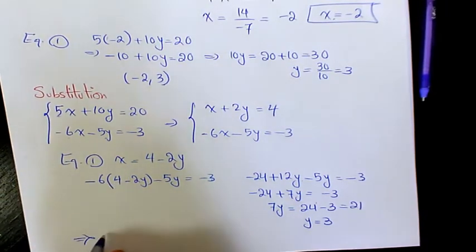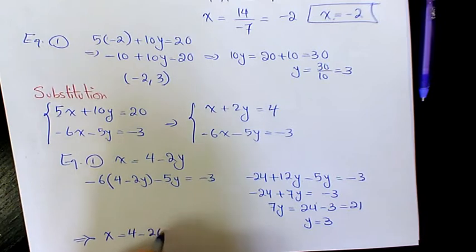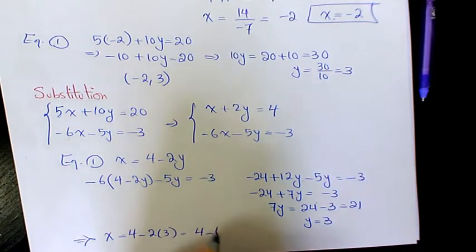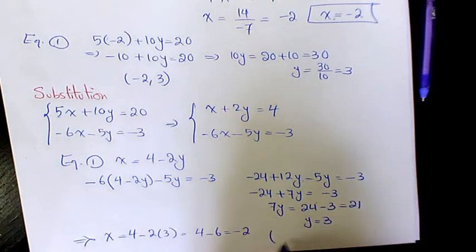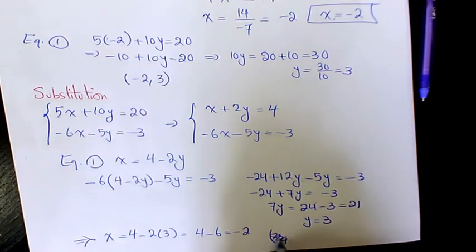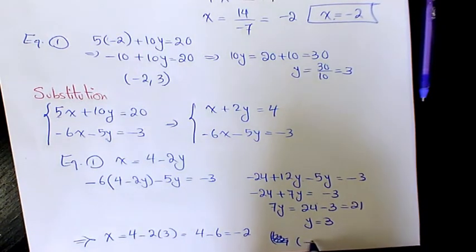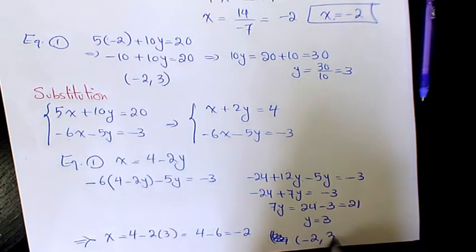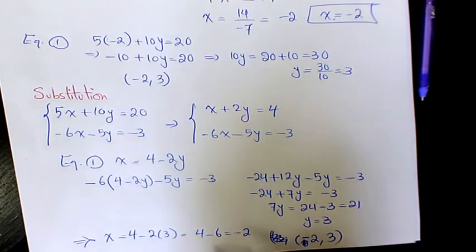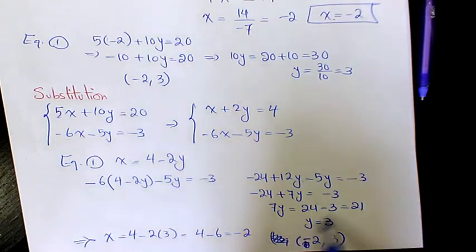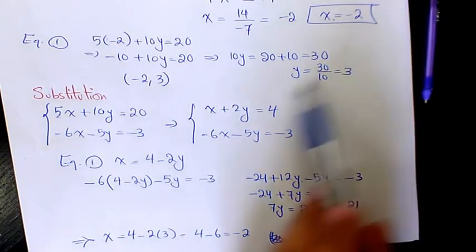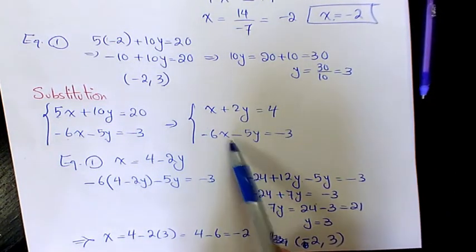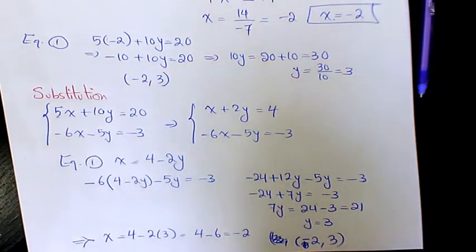Then you sub it in the first equation: x equals 4 minus 2 times y, which is 4 minus 6. That's going to be negative 2. So we have negative 2 and positive 3, sorry. Negative 2 here and positive 3 here. The same as the elimination method.